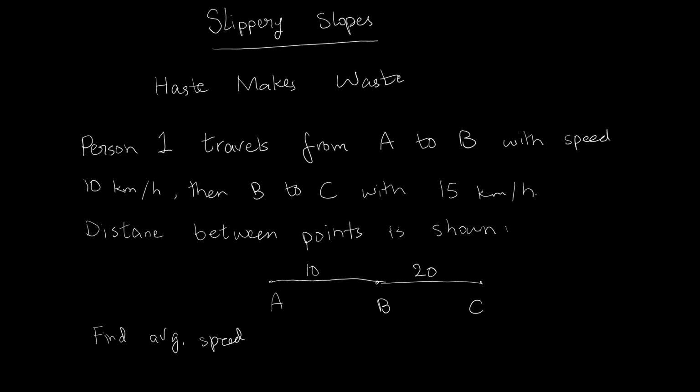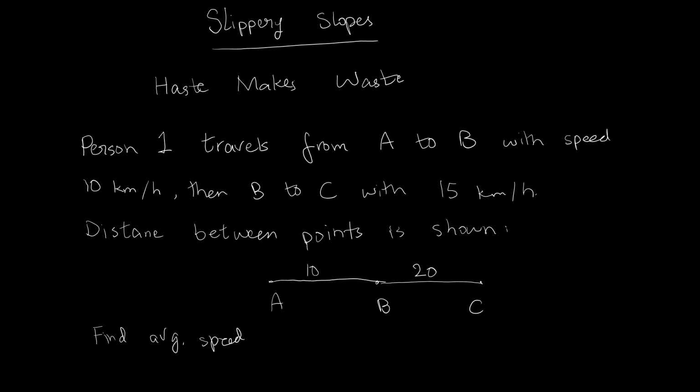And for average speed, always find the total distance and the total time before rushing into the conclusion. In this case, what is the total distance? Very clear, 20 plus 10. But how to find the total time? For time, you must calculate the sub-intervals time first. So from A to B, the distance was 10 kilometers, speed was 10 kilometers per hour. What could be the time?